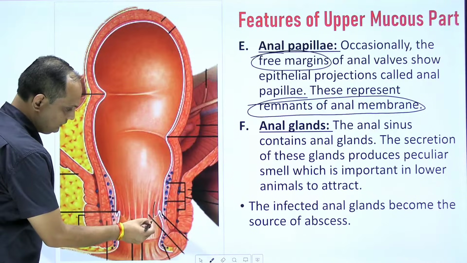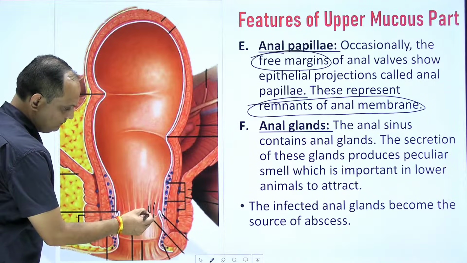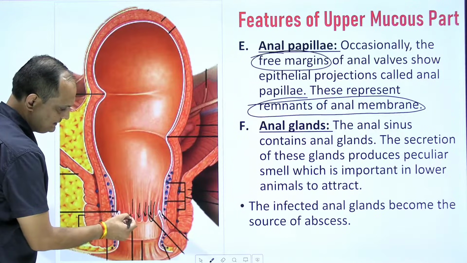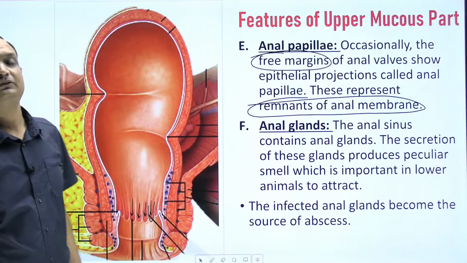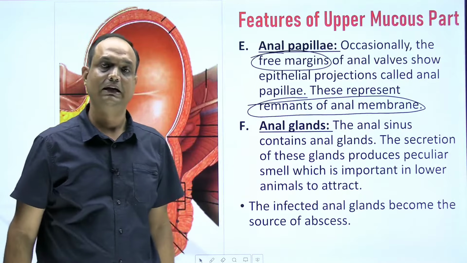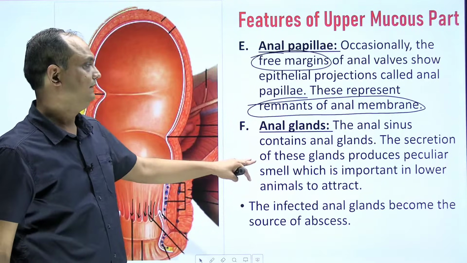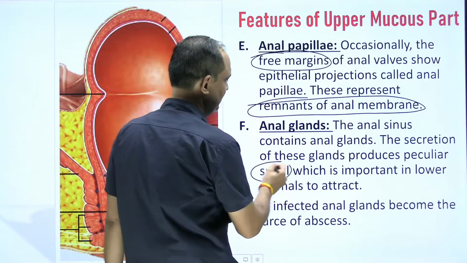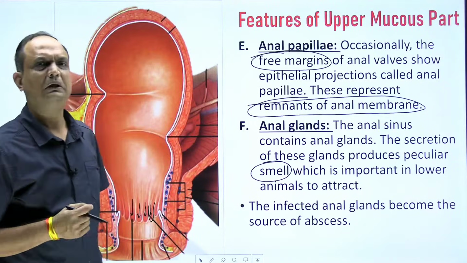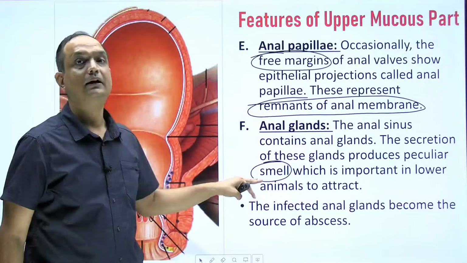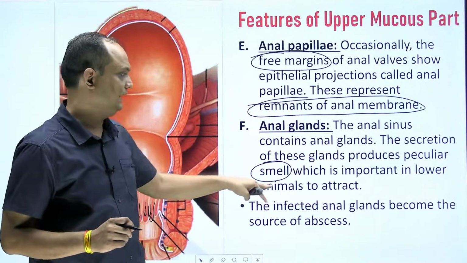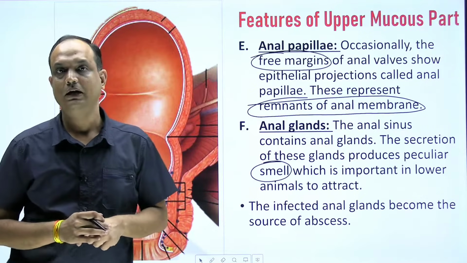Now, this is the anal column, and between the columns you will have the depressions, and these depressions are known as anal sinuses. Inside the sinuses you have the openings of the anal glands, and these anal glands secrete a peculiar smelling fluid, which helps to attract the opposite sex in the case of lower animals.